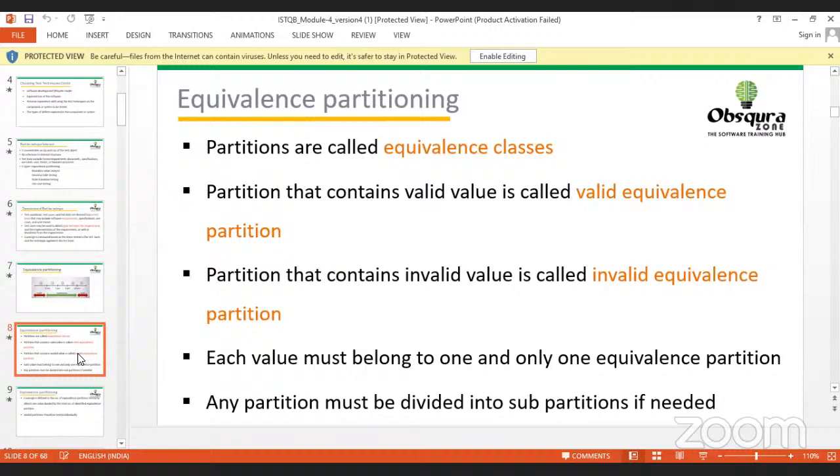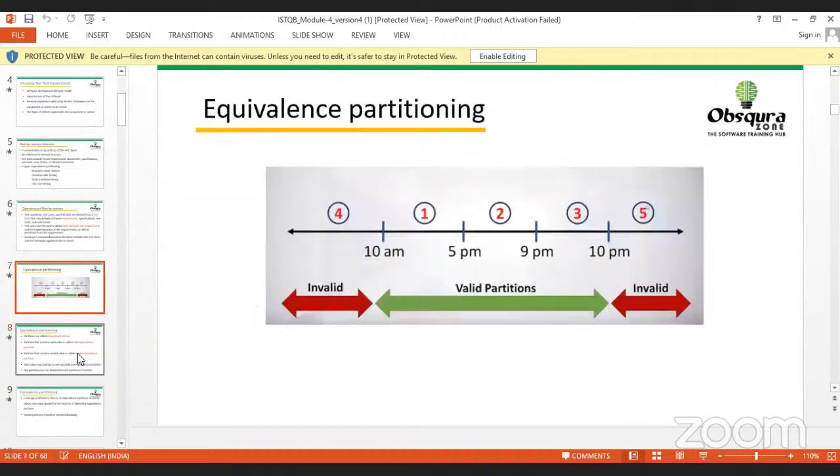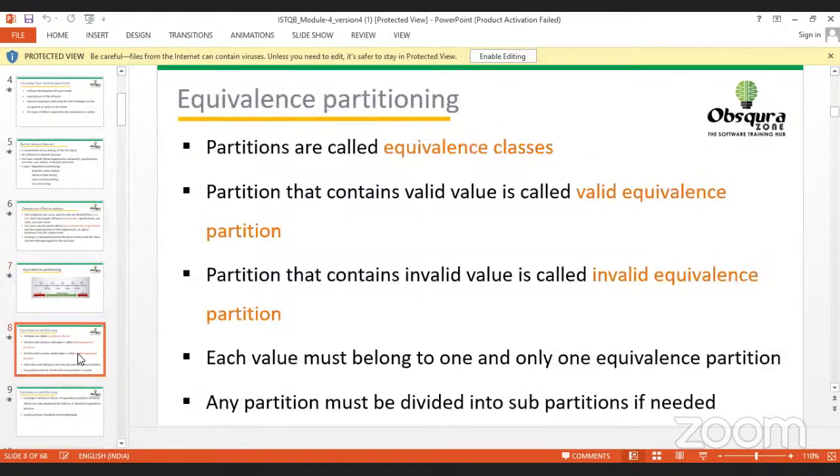So if we are partitioning, it can be like 10 a.m. to 5 p.m. You can consider one equivalence partition, one valid value. Then 5 p.m. to 9 p.m., you can consider another valid value, like that. Then any partition must be divided into subpartitions if needed, so if you need subpartitions, you can divide it if required.